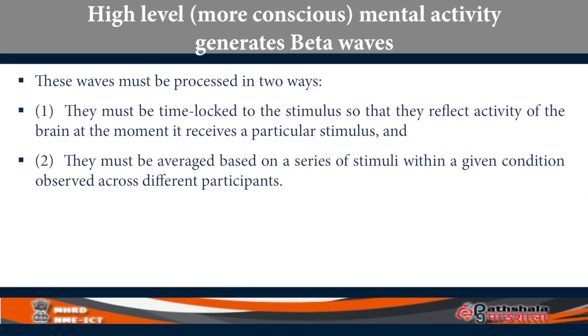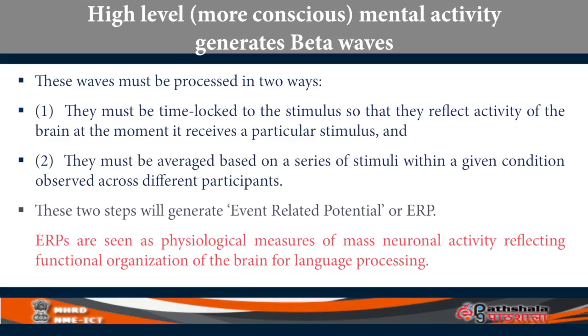So you basically take beta waves and average them across a series of stimuli in a given condition across different participants. When you go through these two steps, what comes out is what is known as the evoked response potential, ERP. This is the most important concept in electrophysiological methods of neurolinguistics, that is EEG. ERP is the most important physiological measure of neuronal activity taking place in the brain when you are engaged in higher mental functions and you are conscious.